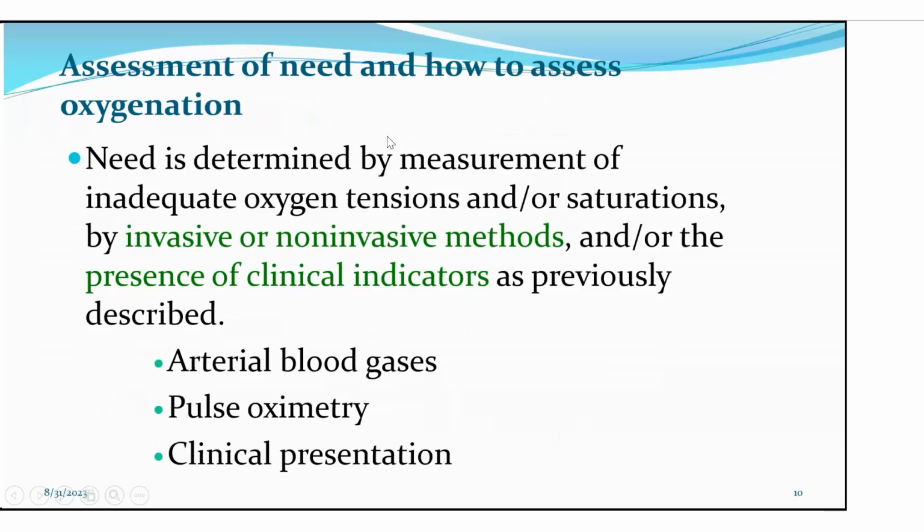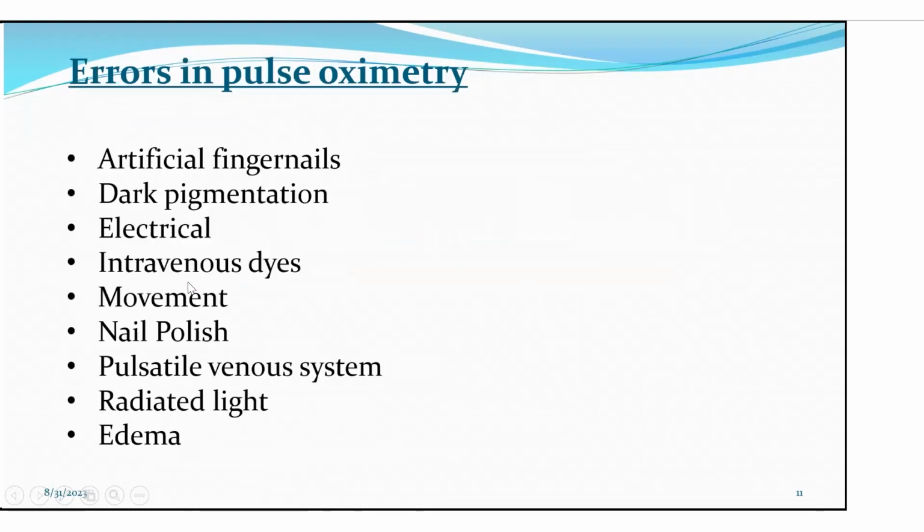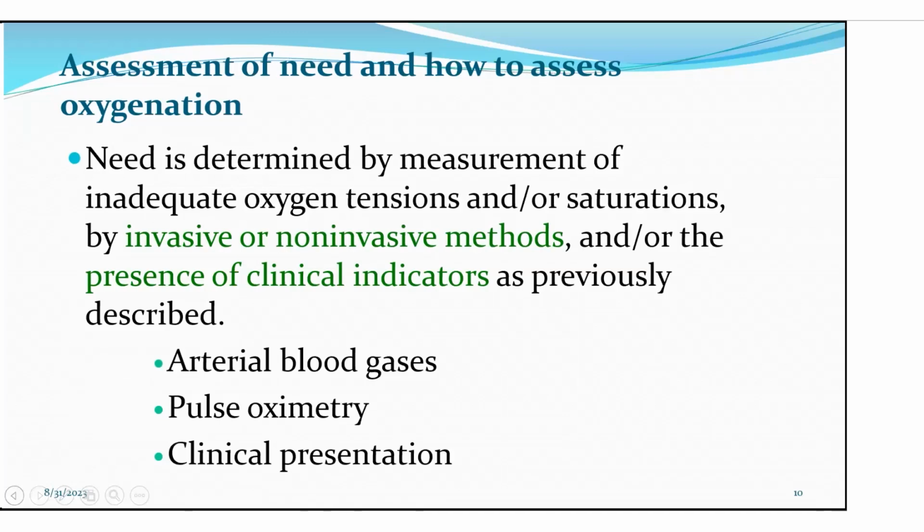When we talk about the assessment of the need of oxygen, of oxygenation, the need is determined by the measurement of inadequate oxygen tensions and/or saturations by invasive or non-invasive methods, and/or the presence of clinical indicators as previously described. When we need to assess the oxygen values, we may do it through the arterial blood gases. We may assess it through the pulse oximetry, or maybe through clinical presentation, where the patient comes with shortness of breath.